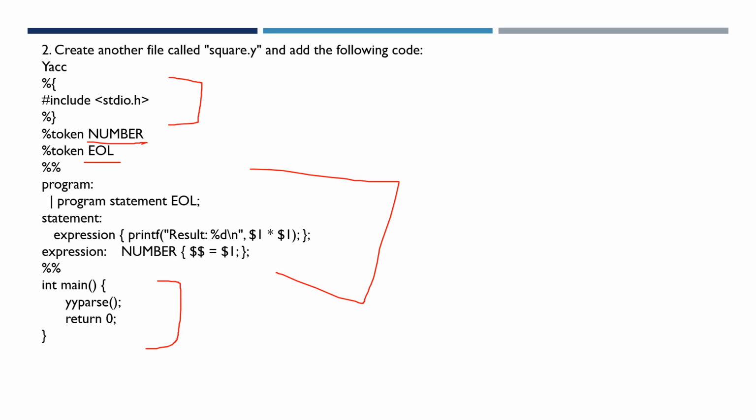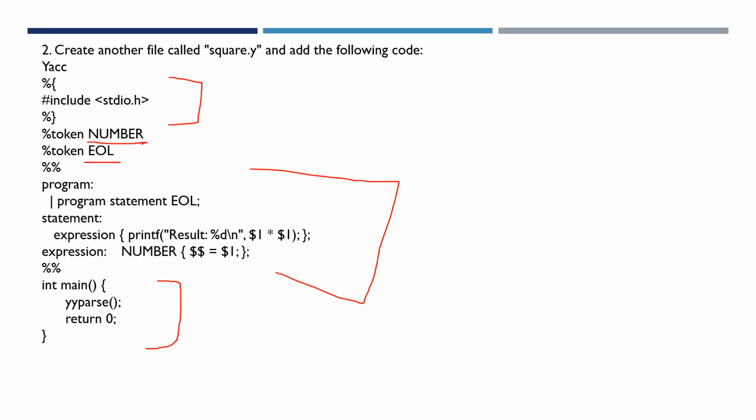And here is a program. Program statement is end of line, and statement here is an expression, that is printf. We are going to print the result, that is we are going to use this %d, that is integer type result. We are going to get the integer type result.